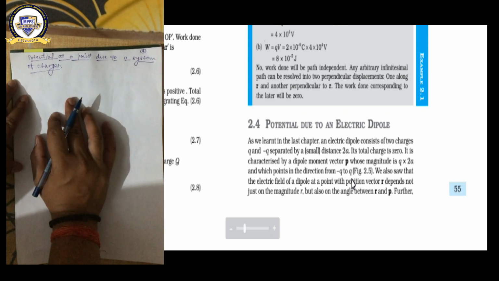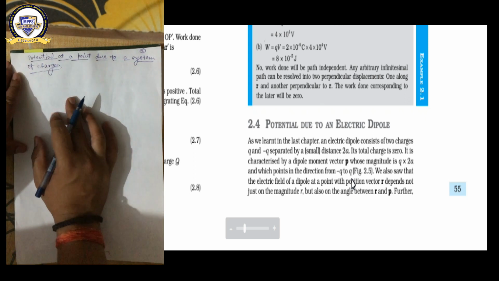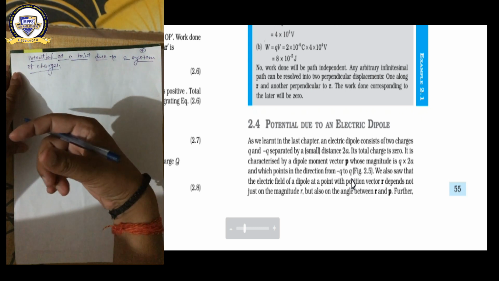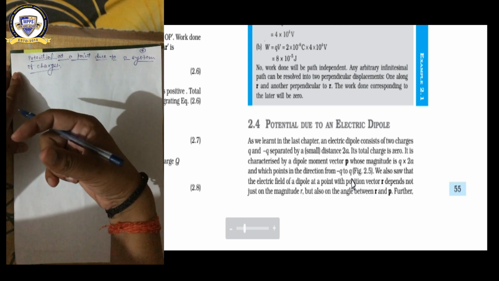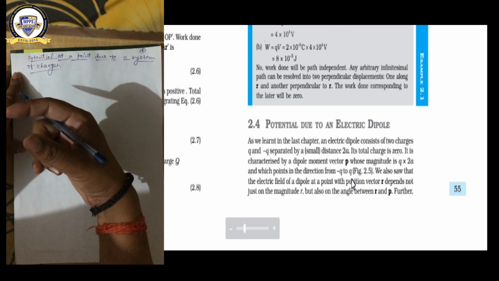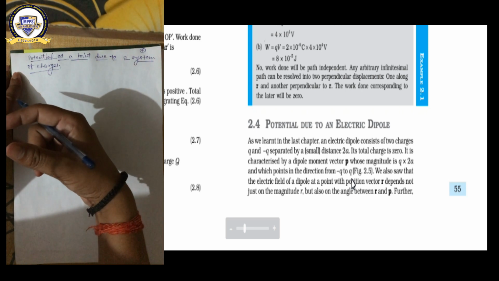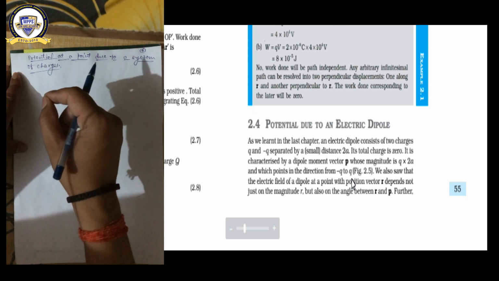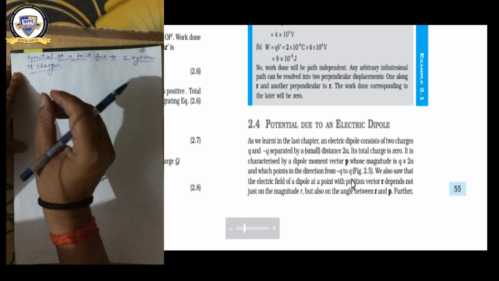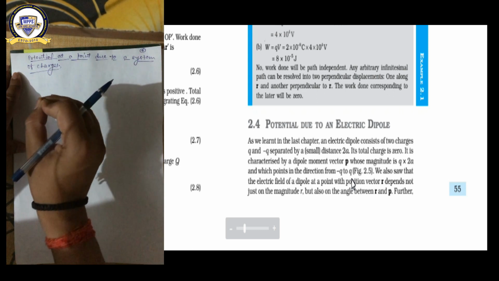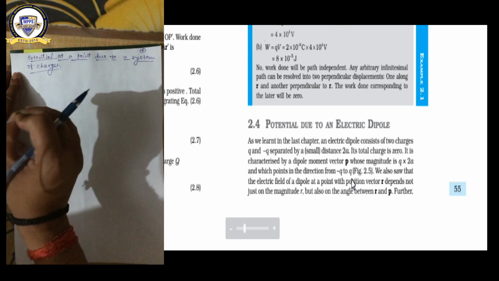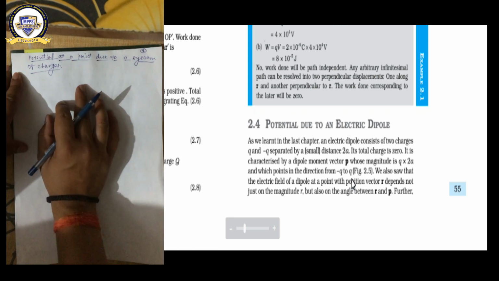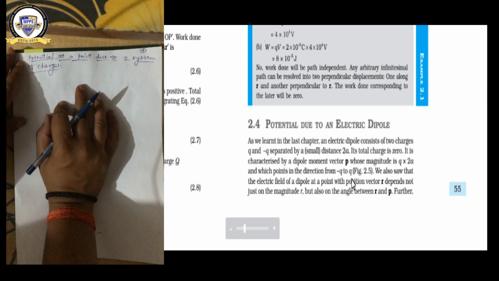So to calculate the potential at a point due to a number of charges, what you have to do? We have to apply the superposition principle. What is the superposition principle? Superposition principle means the potential at a point due to a number of charges is the algebraic sum of the potentials at that point due to each of these charges. Got it? This is the superposition principle.